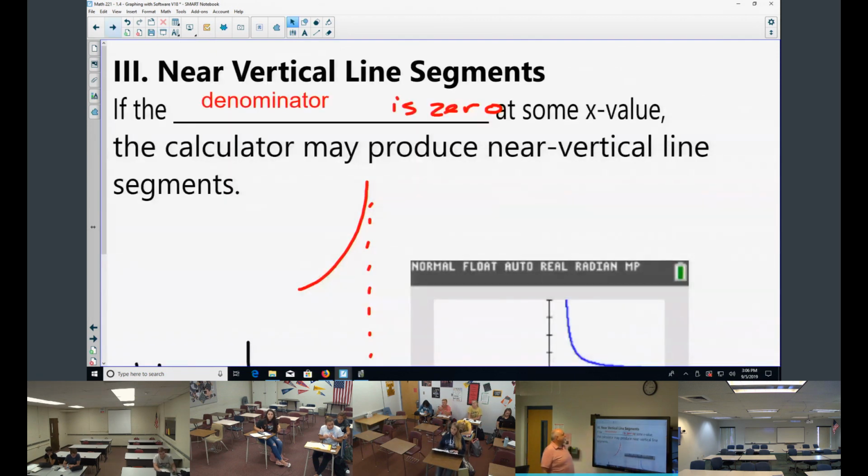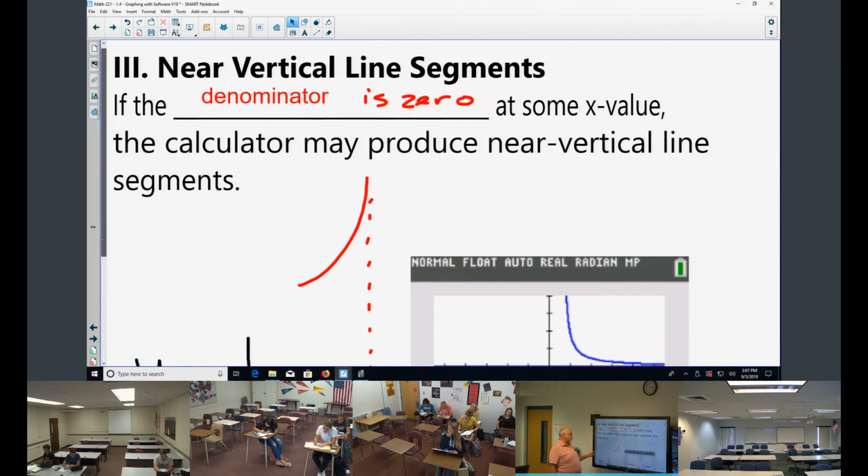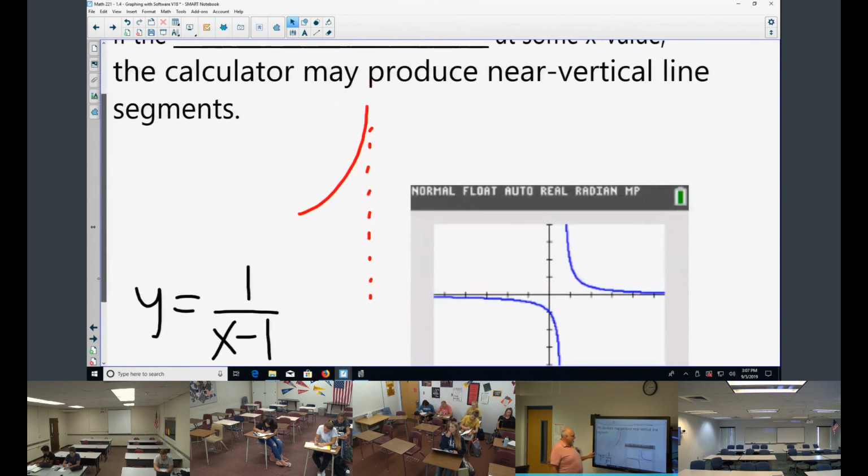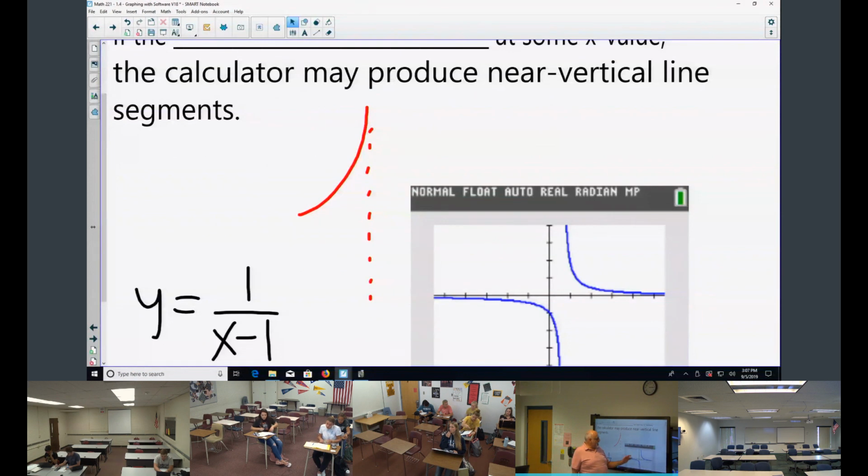All right, part 3, near vertical line segments. If the denominator is 0 at some x value, the calculator may produce near vertical line segments. Say with this graph right here, y equals 1 over x minus 1. It might produce near vertical line segments, but really there is a vertical asymptote.